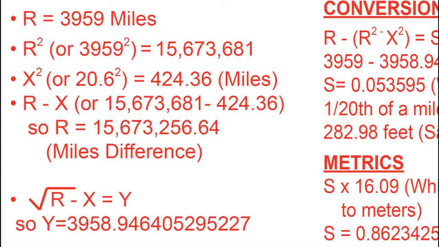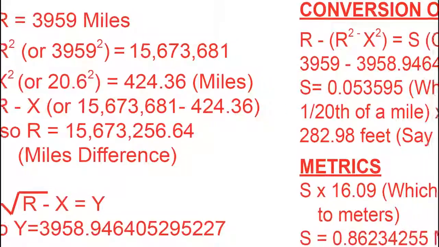15,673,681 minus 424.36 equals 15,673,256.64. So that's the miles difference between R squared and X squared. So the square root of that equals Y, so Y equals 3958.946405295227. Right. So let's convert this down.